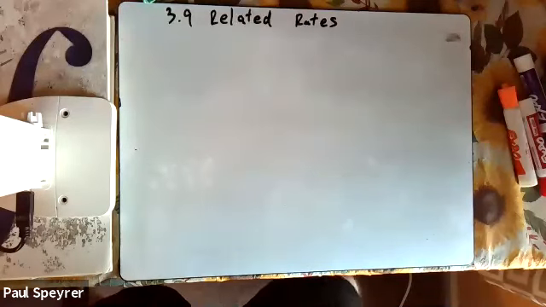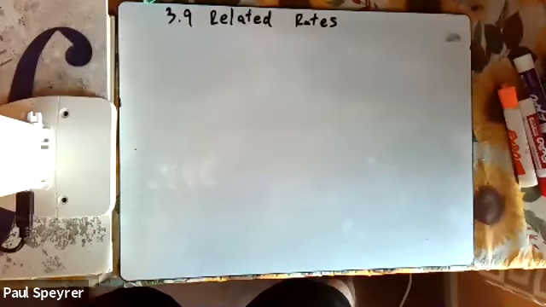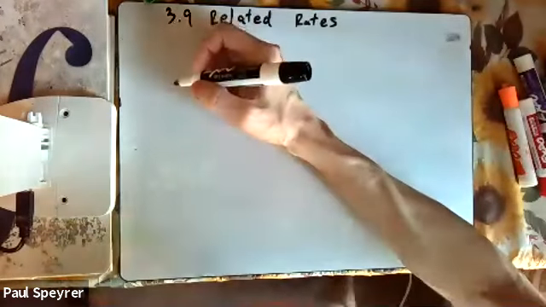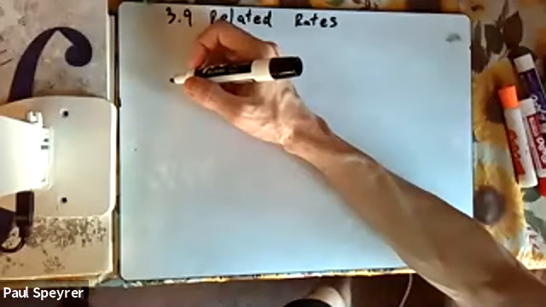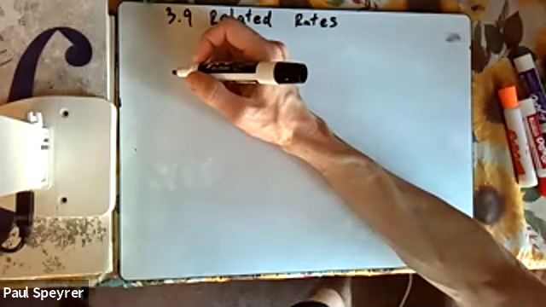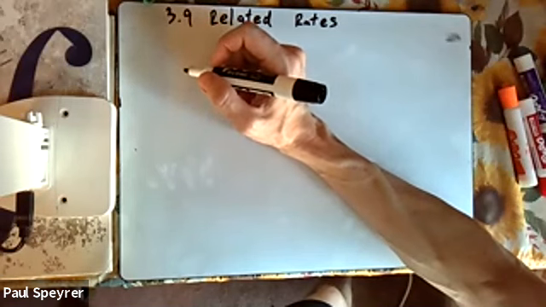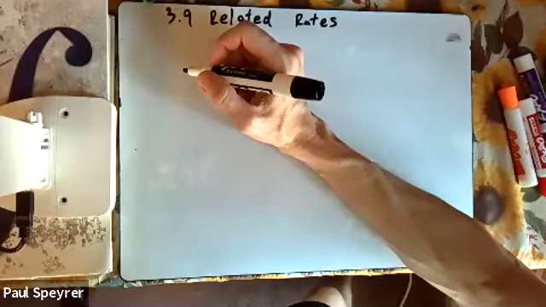The first word problem says, a pebble is dropped into a calm pool of water, causing ripples in the form of concentric circles. The radius r of the outer ripple is increasing at a constant rate of 3 inches per second. When the radius is 4 inches, at what rate is the total area of the disturbed water changing?